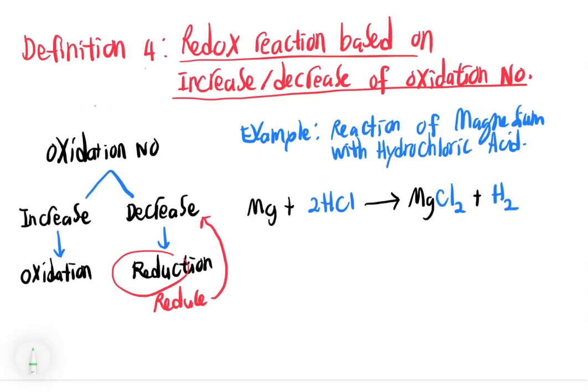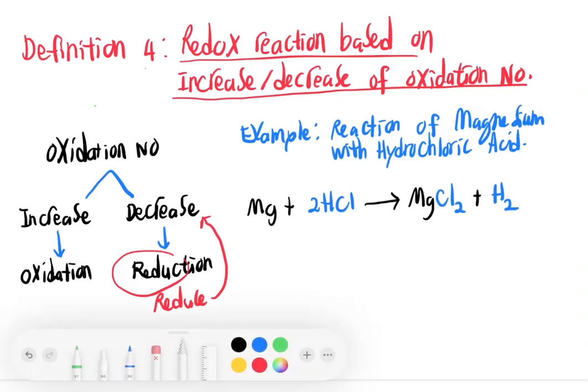So the example is the reaction of magnesium with hydrochloric acid. We must first determine the oxidation number of all the reactants before the reaction and the oxidation number of the products after the reaction. Then by comparing the oxidation numbers before and after, we can see whether the oxidation number increases, which is an oxidation process, or decreases, which is a reduction process.